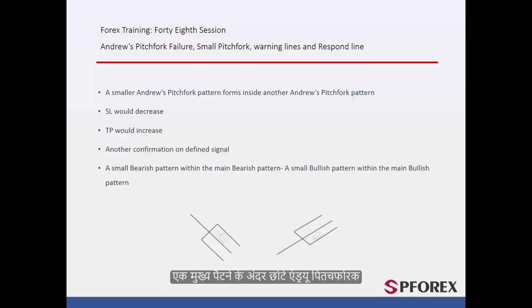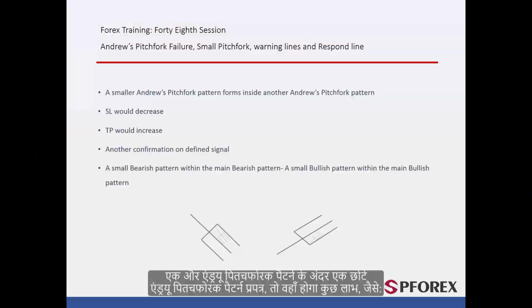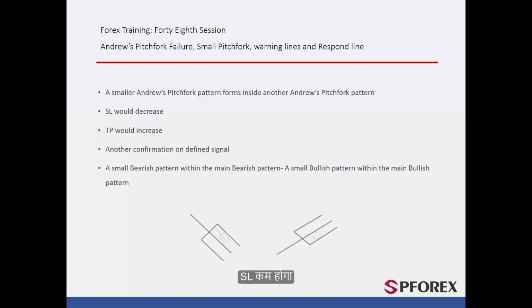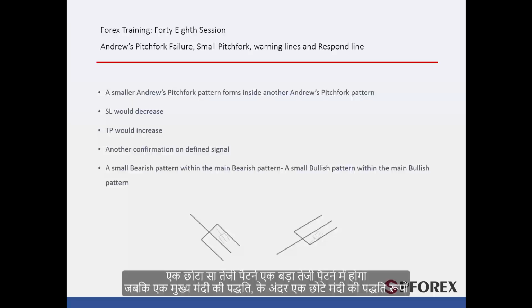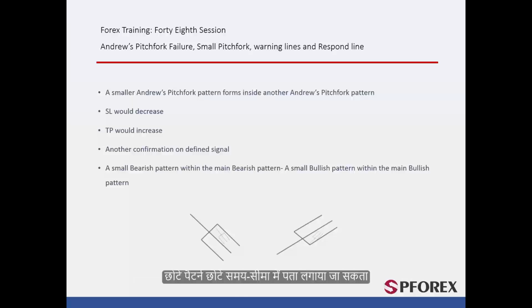Small Andrew's Pitchfork inside a main pattern. If a smaller Andrew's Pitchfork pattern forms inside another Andrew's Pitchfork pattern, there would be some advantages, such as SL would decrease, TP would increase, and there would be another confirmation on the defined signal. A small bearish pattern forms inside a main bearish pattern, while a small bullish pattern would be in a bigger bullish pattern. Small patterns can be detected in shorter time frames.